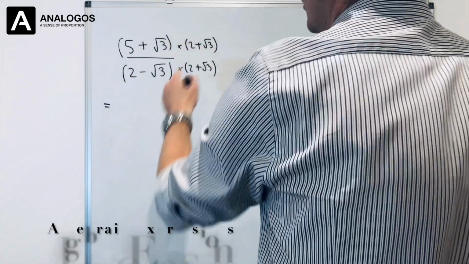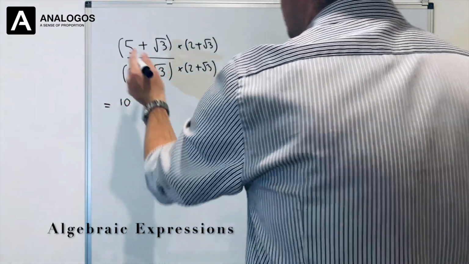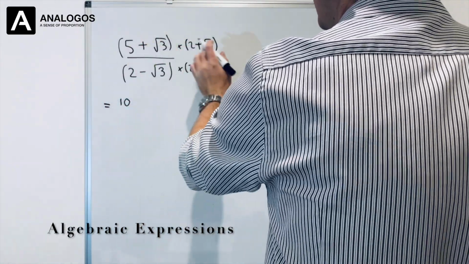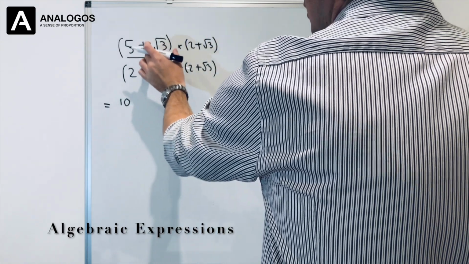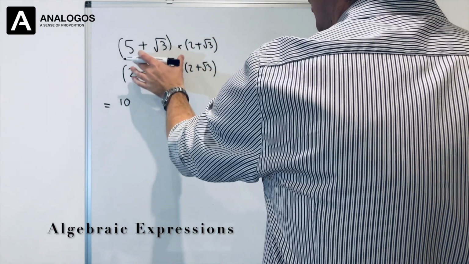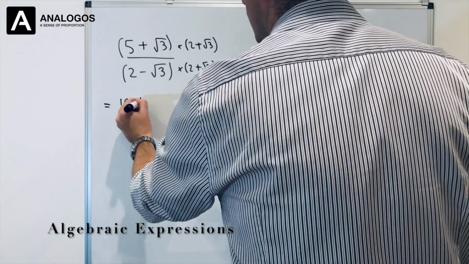So you'd say 5 times 2, that's going to be 10. So that's first. Outside, 5 times root 3, plus the inside, which would be 2 root 3. So 5 root 3 plus 2 root 3 would be 7 root 3.